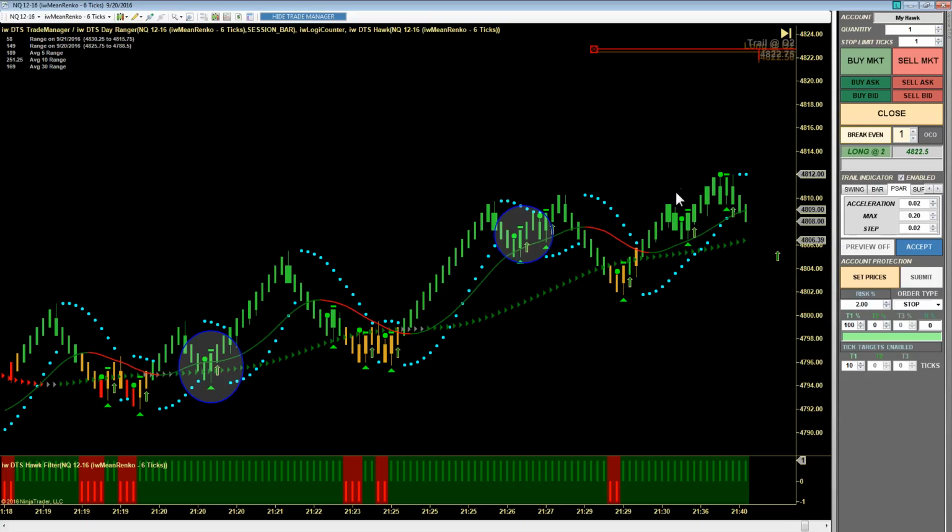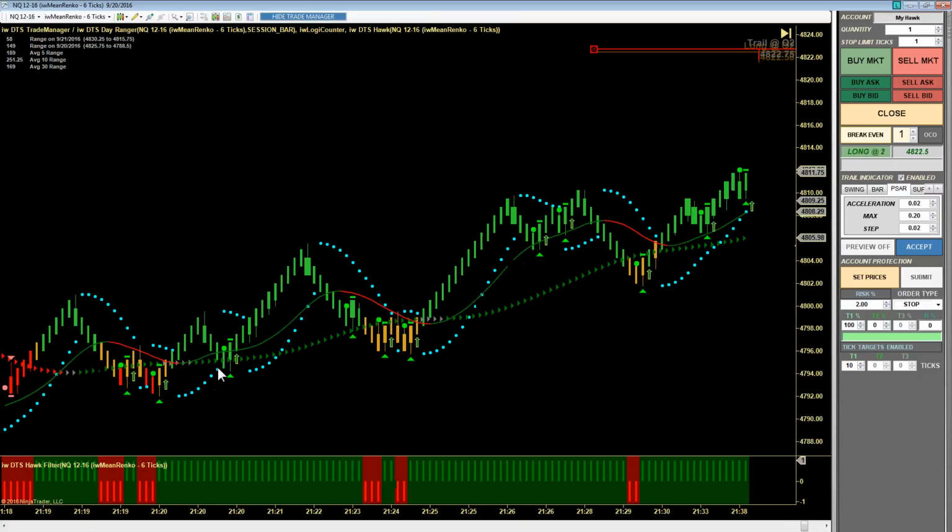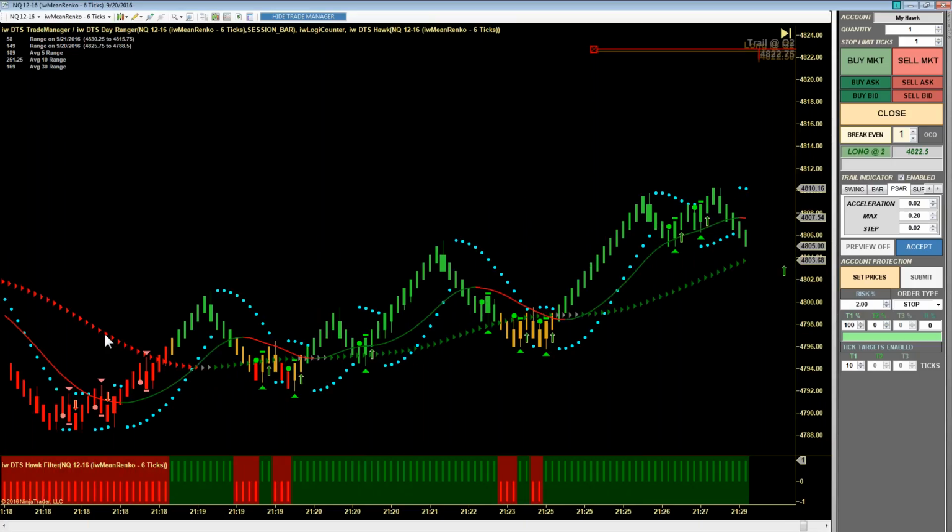So that's what the first micro-macro cross shows you, generally speaking. It only happens as the trend initially changes. So that would be the first micro macro cross.